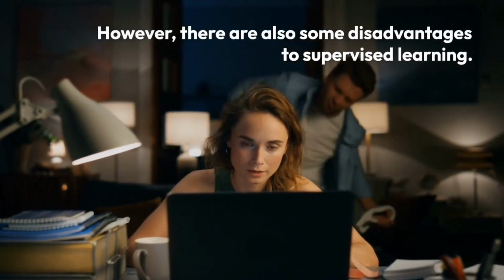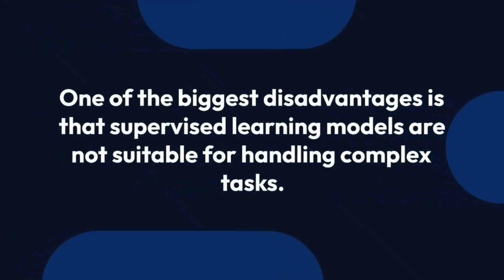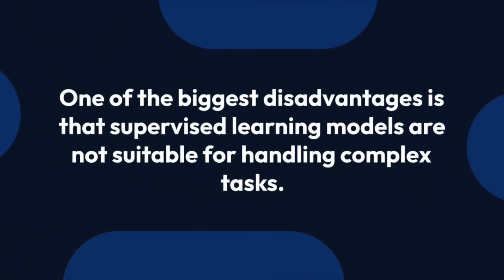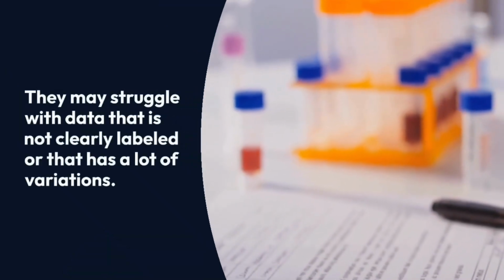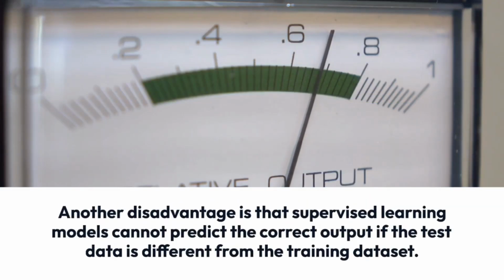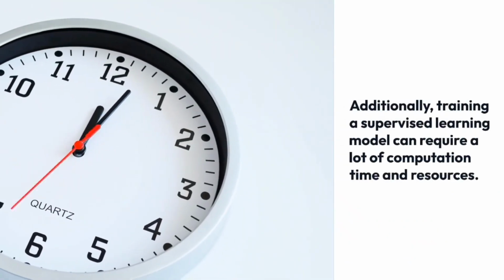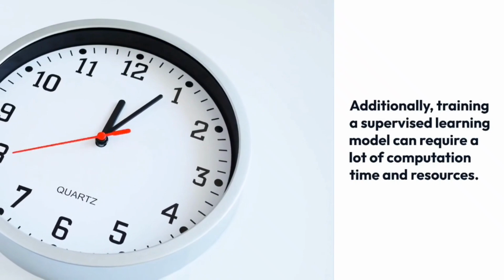However, there are also some disadvantages to supervised learning. One of the biggest disadvantages is that supervised learning models are not suitable for handling complex tasks. They may struggle with data that is not clearly labeled or that has a lot of variations. Another disadvantage is that supervised learning models cannot predict the correct output if the test data is different from the training dataset. This is because the model has only been trained on a specific set of data and may not be able to generalize to new situations. Additionally, training a supervised learning model can require a lot of computation time and resources.